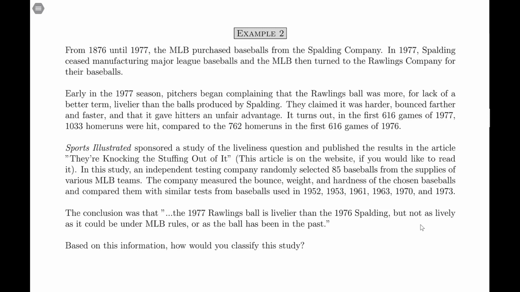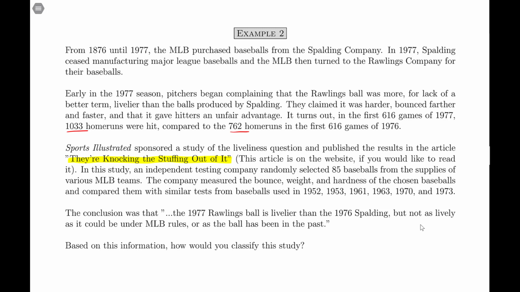And it turns out in the first 616 games of 1977, 1,033 home runs were hit, compared to only 762 in the same number of games during the previous season. Sports Illustrated actually conducted a study of their own, and they published an article called "They're Knocking the Stuffing Out of It." That's what we see right here. That's the name of the article.